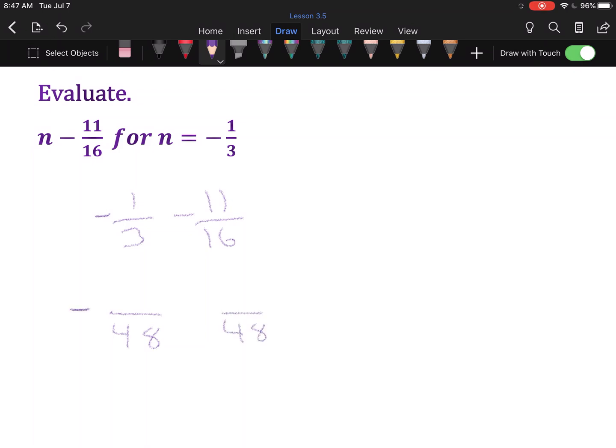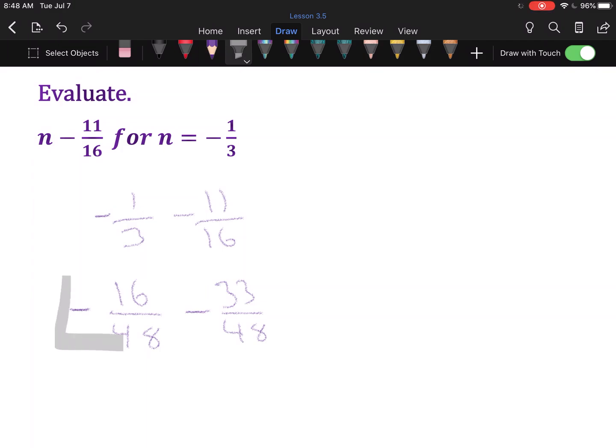First number is still going to be negative. This is still going to be minus. 3 turns into 48 by multiplying it by 16. And 1 times 16 is 16. 16/48 and 1/3 are the same thing. 16 turns into 48 by multiplying by 3. So 11 times 3 is 33. 33/48 and 11/16 are the same thing.